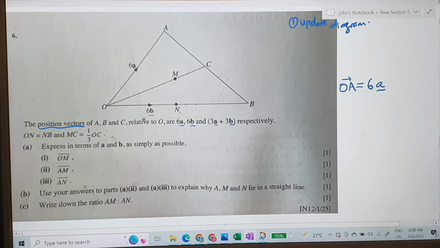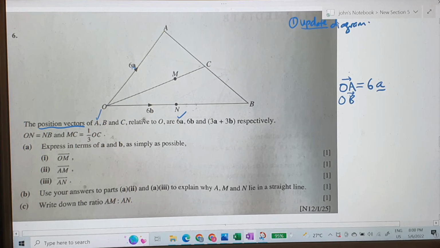Alright, now I'm going to update this diagram. That means label the diagram. How do I do that? OA, you see, the position vector of A is this one. So OA is 6A. Very good. That's done already, they labeled it for us. Then OB.